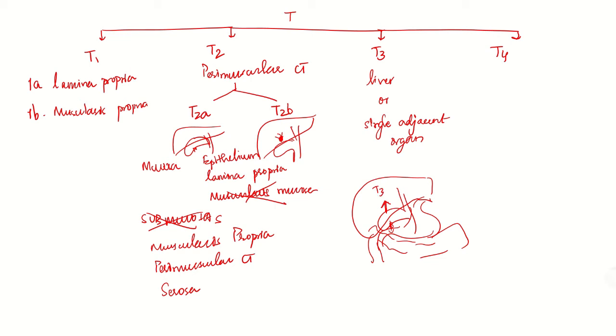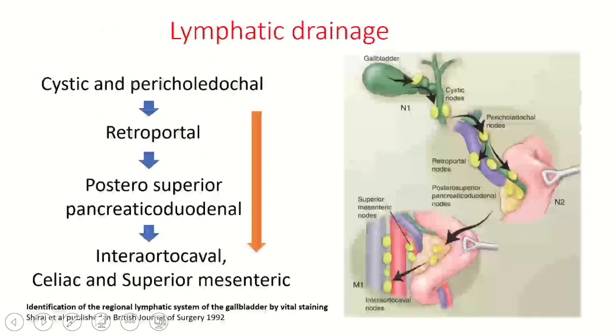T4 is 2 or more adjacent organs, or invasion of vascular structures: CBD, portal vein or hepatic artery. Before seeing the N staging, let's see the lymphatic drainage.